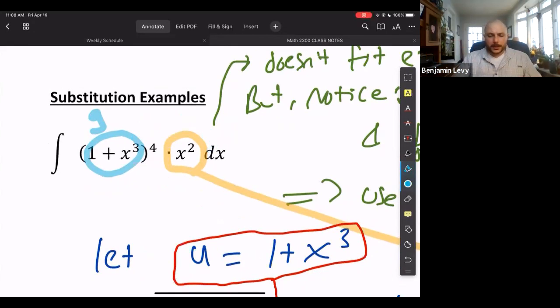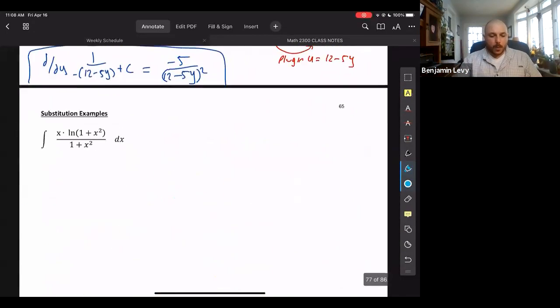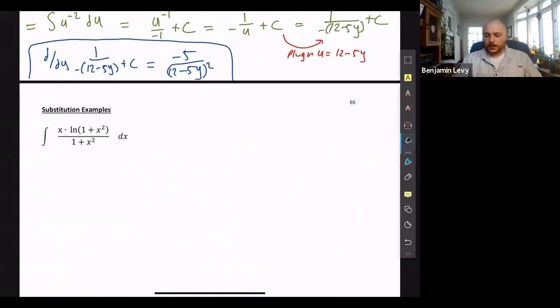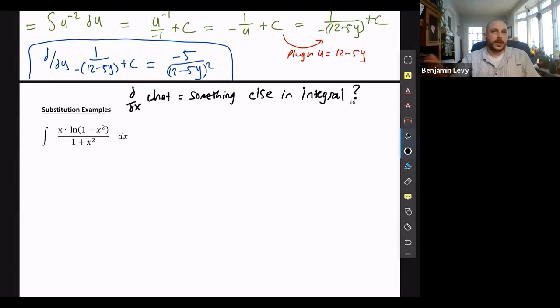And so I just want to remind you of that because when we look at this first one, it's tricky and it's not super obvious, at least when I look at it, what should be u in this case. And so let's think it through together. And remember, the thing we're trying to think about is, when I take the derivative of what in here, it equals something else in the integral. That's what we're trying to think of, because that's what we're going to let u be, right? That's what we substitute out.